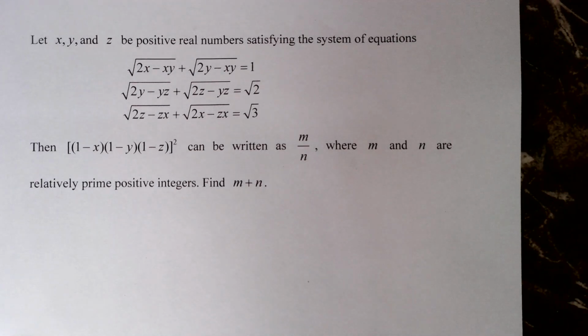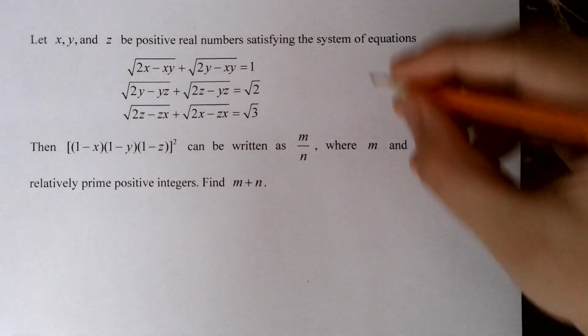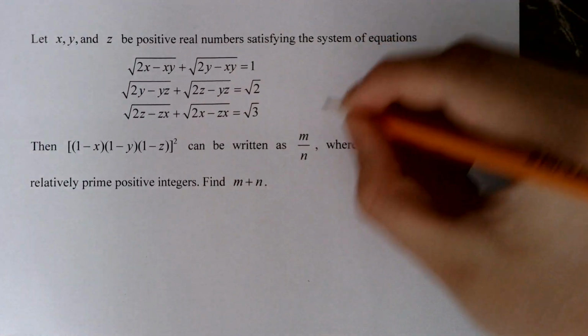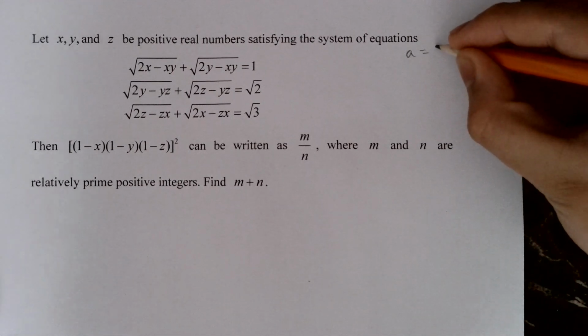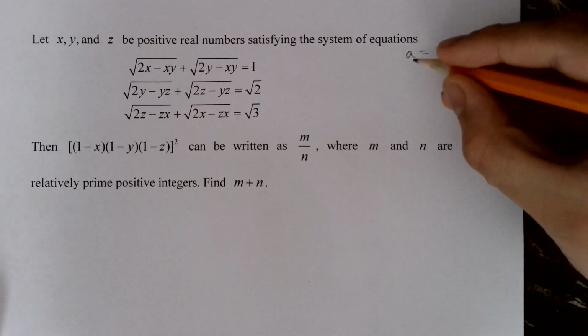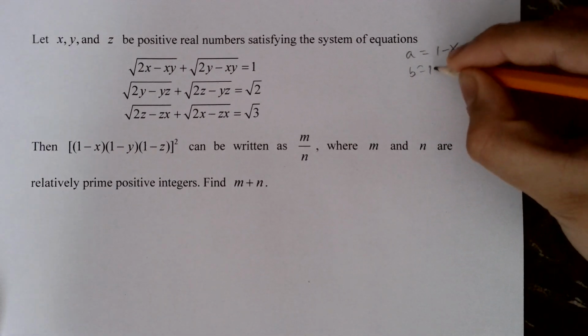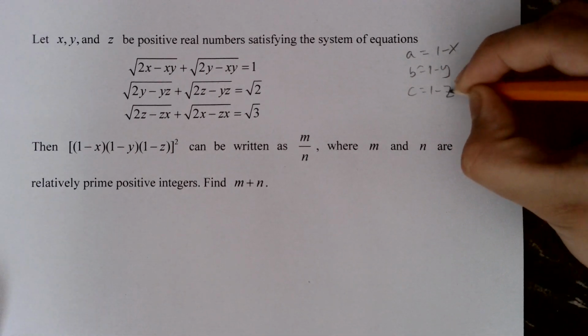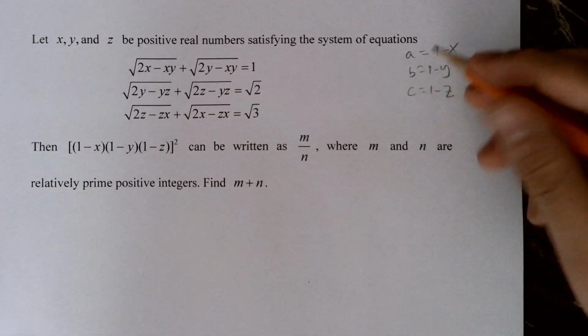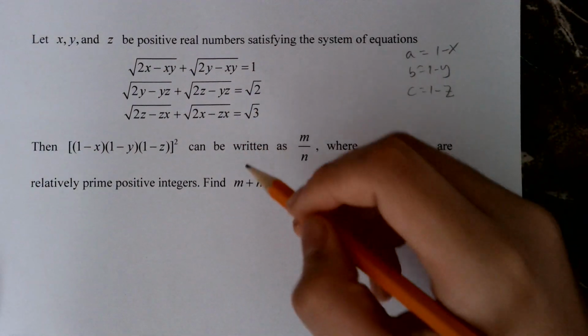So first, let's look at the expression m over n. Now obviously, having x, y, and z in these 1 minuses is kind of annoying, so instead, let's create 3 new variables. So, I'll write them here. a is going to equal 1 minus x, b is going to equal 1 minus y, and c is going to equal 1 minus z. So now, using these new variables, I'm going to rewrite these 3 equations.